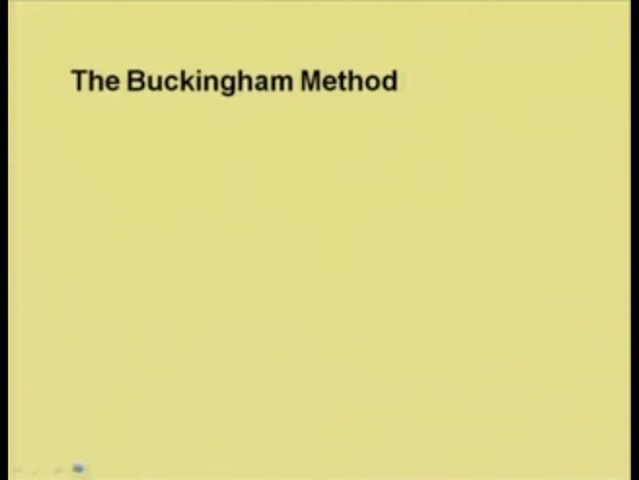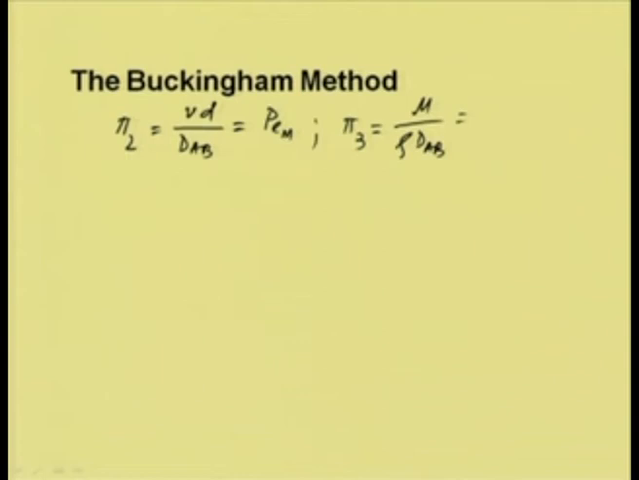For pi 2 we will do a similar analysis, and we will obtain pi 2 is V D divided by D A B, which is equal to the Peclet number for mass transfer we have discussed earlier. And for pi 3, a similar analysis will give you mu by rho D A B, which is the Schmidt number.